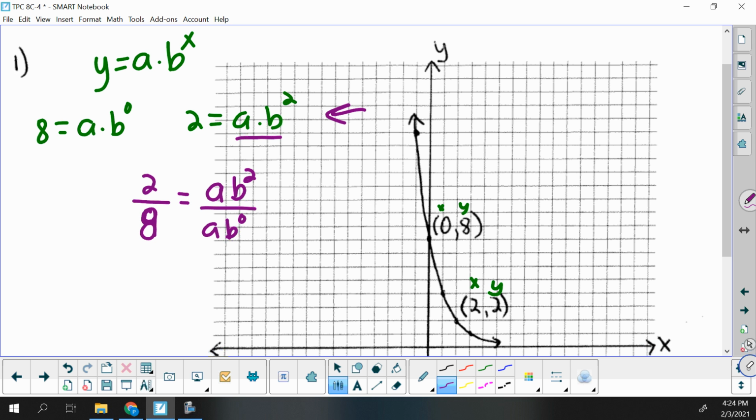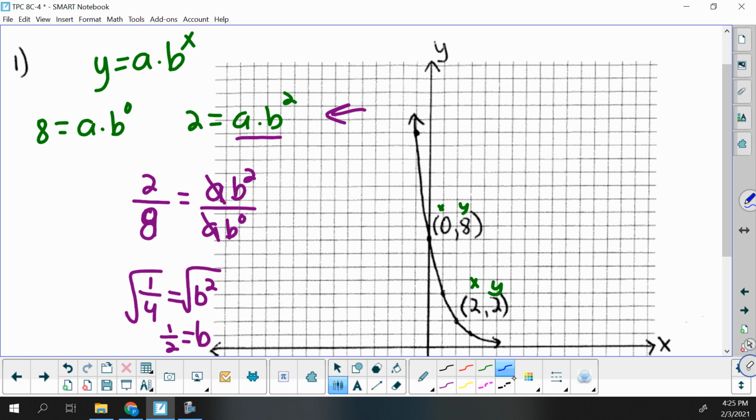So we divided the left sides by the left sides, the rights by the rights, and we knew which ones to put on top based on which one had the bigger exponent. Well, 2/8 just reduces to 1/4. Over on the right, a divided by a, those divide out, and then when you divide, you subtract the exponent. So we just get b to the second. Well, now we just take the square root. Square root of 1 is 1, square root of 4 is 2, so b is just a half. So we have our b value.